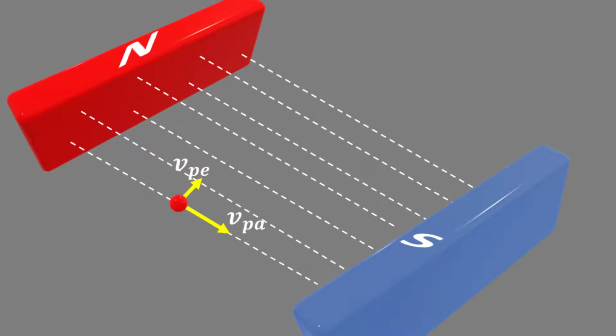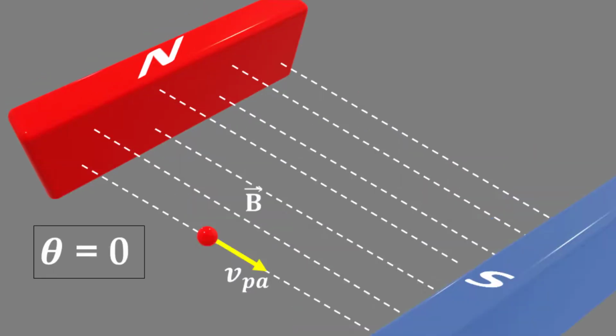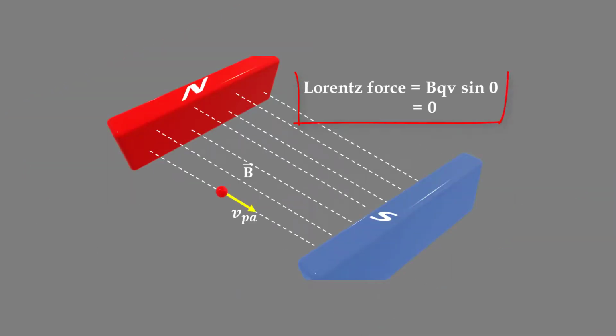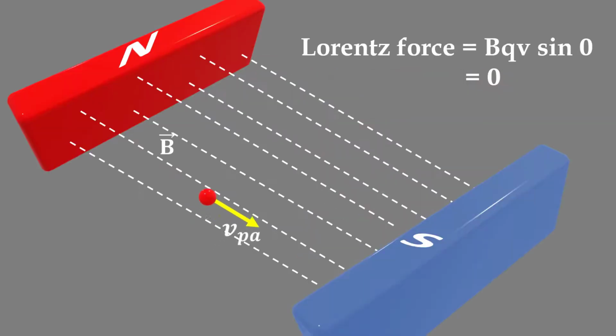Now, consider the velocity component which is parallel to the magnetic field. Since the angle between V and B is 0, it experiences zero force. Since the force experienced is 0, the particle is unaffected by any external force. Therefore, its motion is linear.